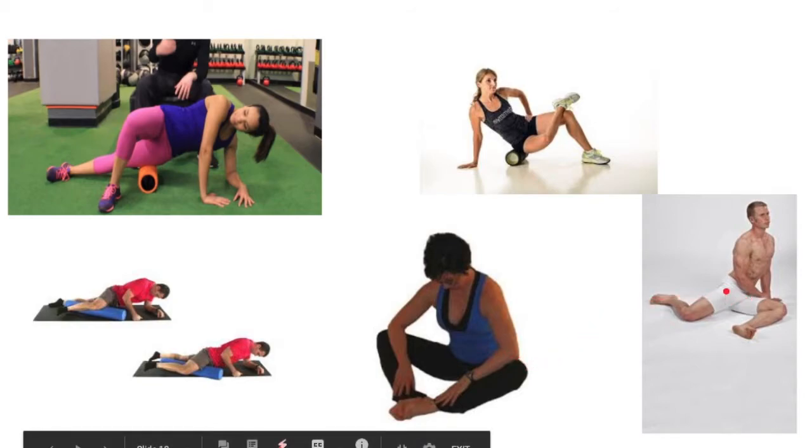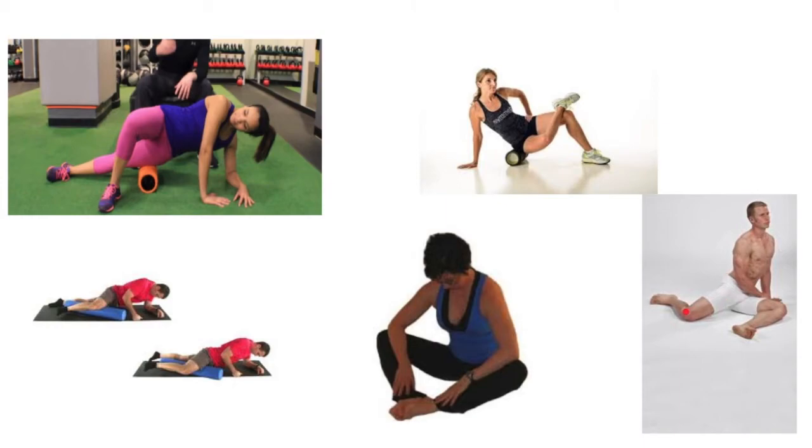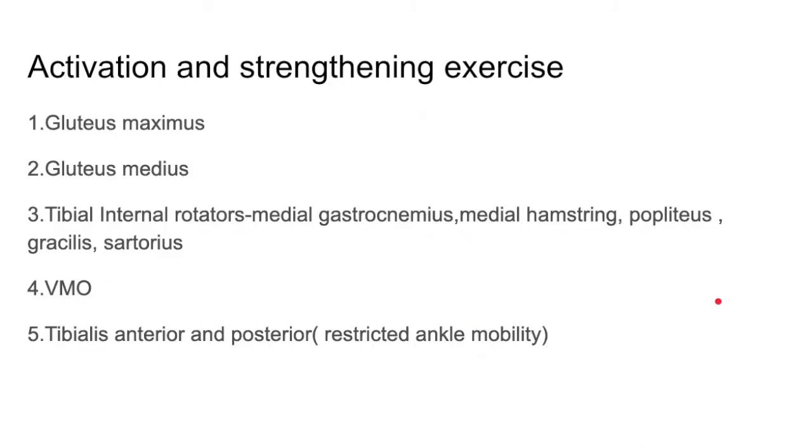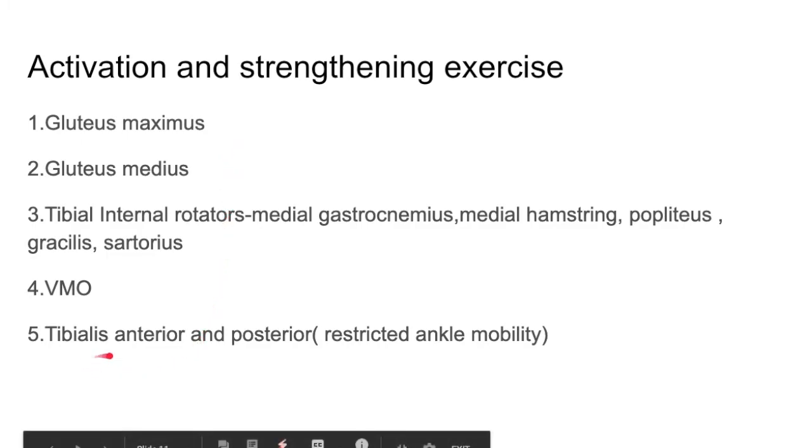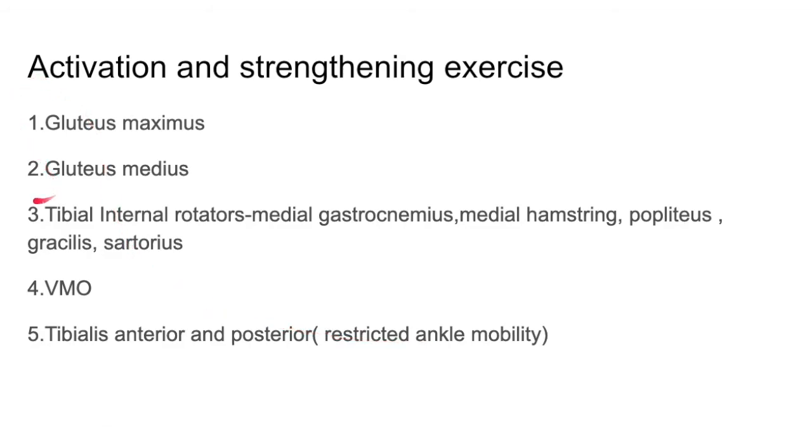And here you can see this is how you stretch your glutes as well as your TFL. Next, you need to carry out the activation exercises and the strengthening exercises for gluteus maximus, medius, tibial internal rotators, VMO, and the tibialis anterior and posterior. So tibialis anterior and posterior activation should be carried out only when there is a restricted ankle mobility, or else you can just stick on to activating these four components.